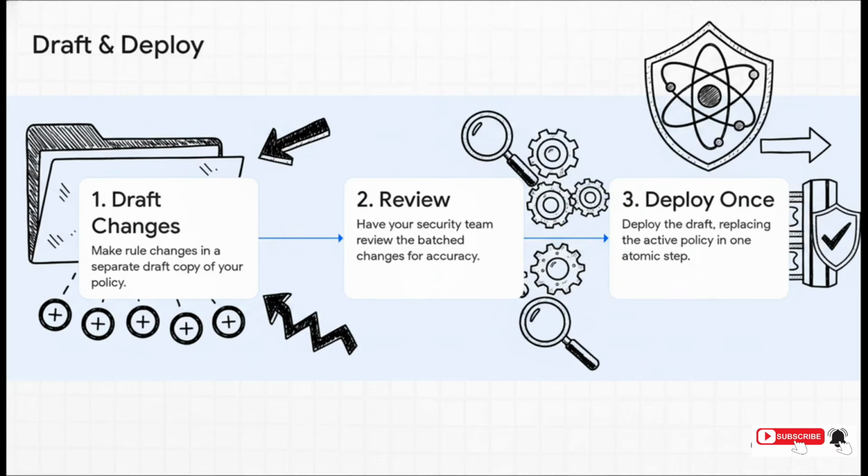Instead of making 5 separate rule changes and redeploying the firewall 5 different times, you can now batch all of your changes into a single draft, have your team review them, and then deploy it all at once in a single atomic step. It is way faster and far, far less risky.